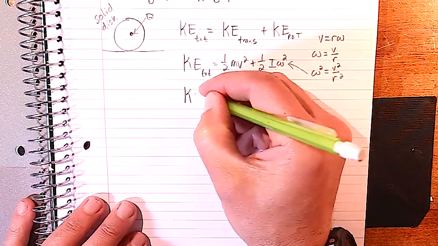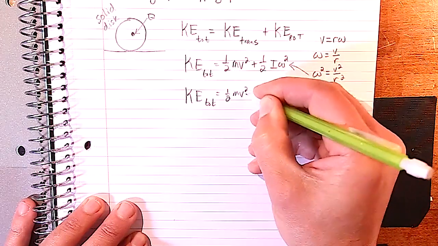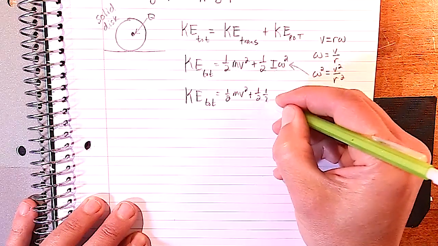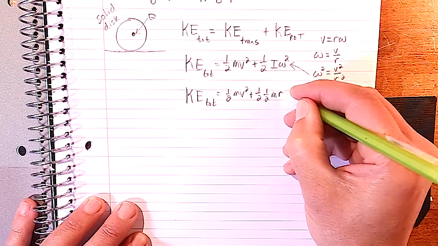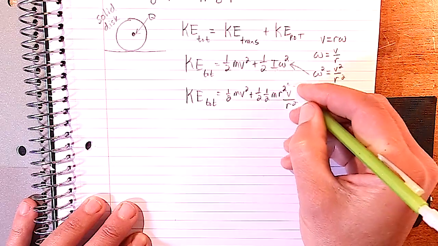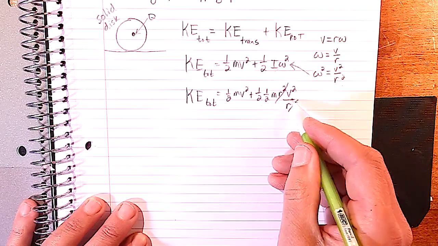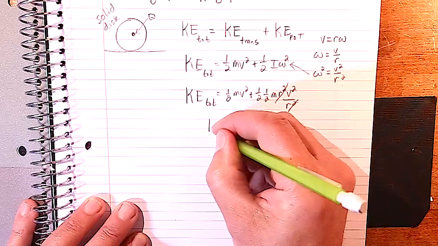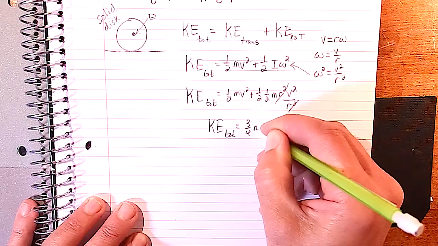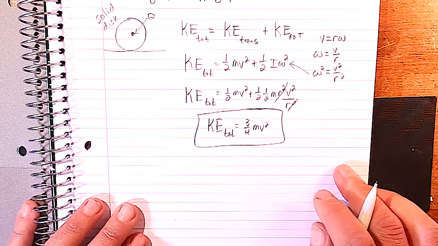So that will give us KE total is equal to 1/2 mv squared plus 1/2, it's a solid disk, so that's 1/2 mr squared. And then we substitute in our v squared over r squared, and our r squareds cancel, and we have 1/4 mv squared plus 1/2 mv squared. So our KE total is 3/4 mv squared. That's the total energy due to the translation and the rotation.